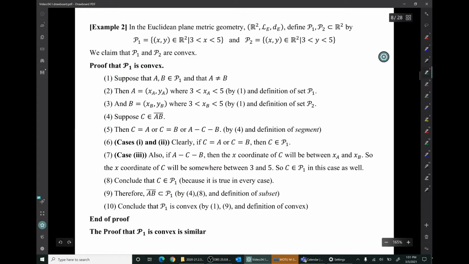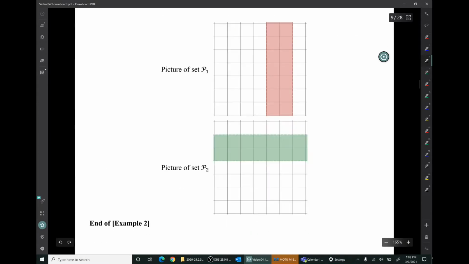You start by saying, suppose you've got some points, not examples of points, but just some generic points. Now here there's a typo. The proof that set P2 is convex is similar. Let's go on. Now here's a picture of set P1.